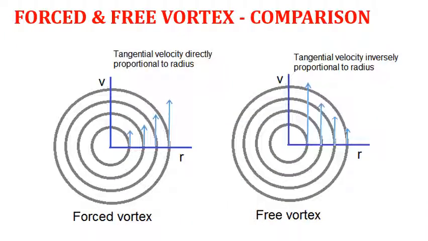In forced vortex flow, tangential velocity is directly proportional to radius. That means with the increase of radius, the tangential velocity is increasing. So the outermost circle will have the highest velocity. While in case of free vortex flow, with the increase of radius, the velocity reduces in magnitude because tangential velocity is inversely proportional to radius. So basically the innermost circle will have maximum velocity in free vortex flow.